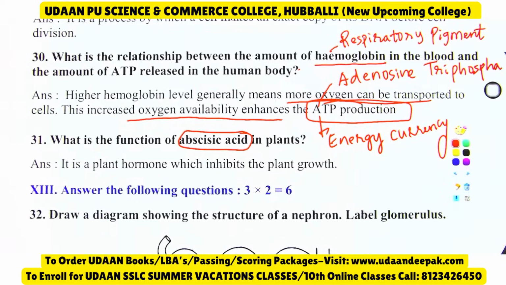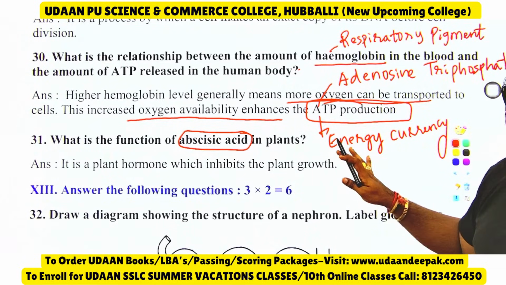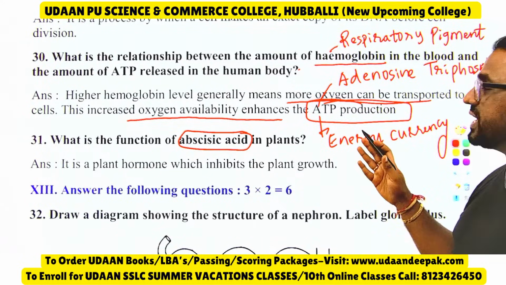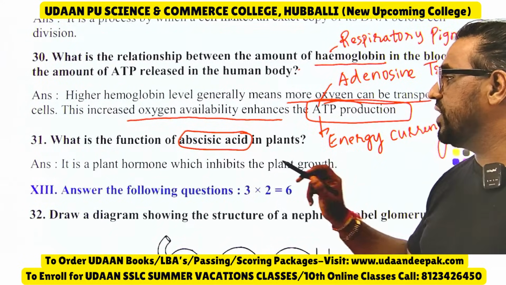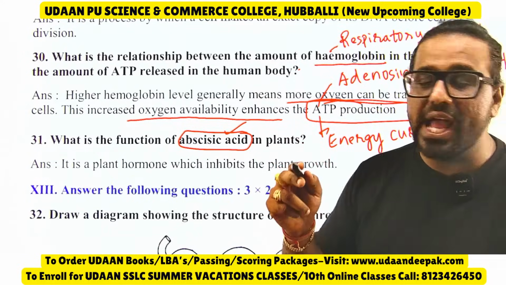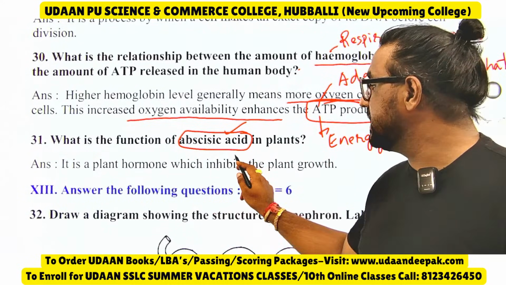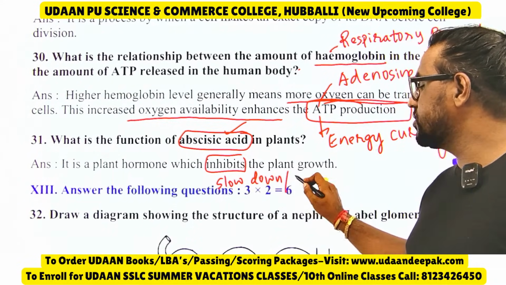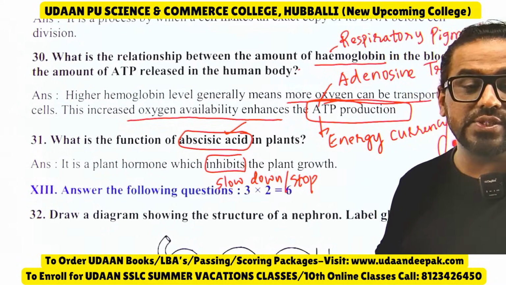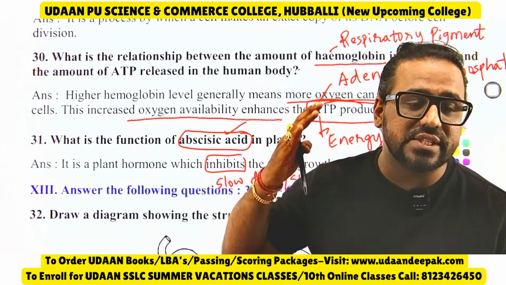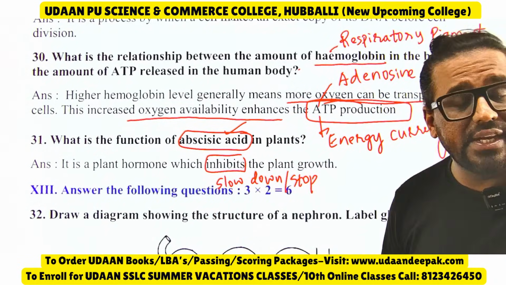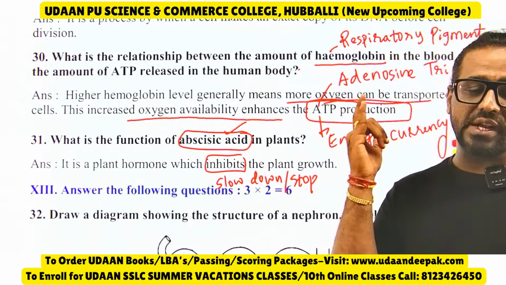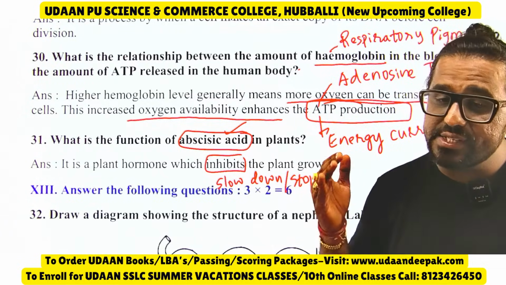You should know these small details. ATP is an energy currency, and the full form of ATP is what? Adenosine triphosphate. And what is the function of abscisic acid? You know that abscisic acid is a hormone which inhibits. Inhibit means what? It slows down or stops plant growth. We call it abscisic acid. Krish Trader has given the right answer. Very good, Krish. Everyone, quickly put your answers in the comment section.